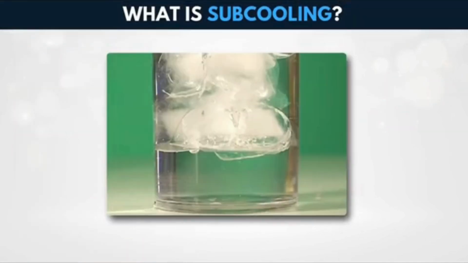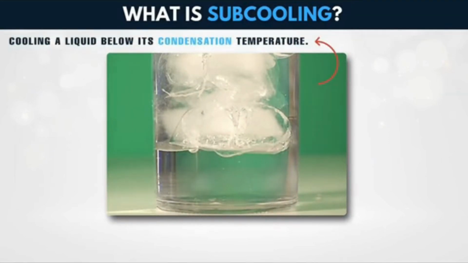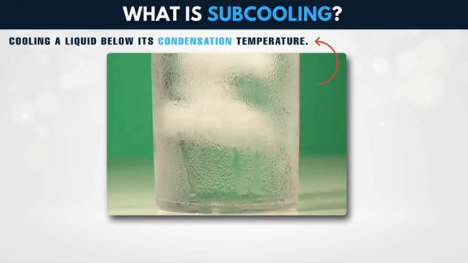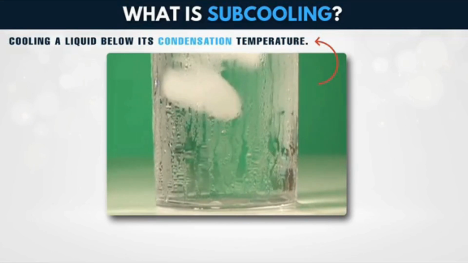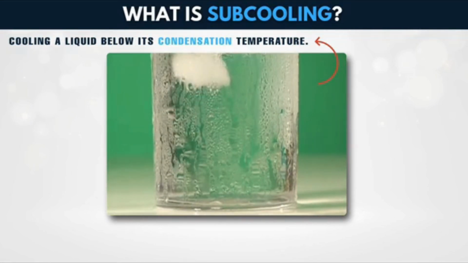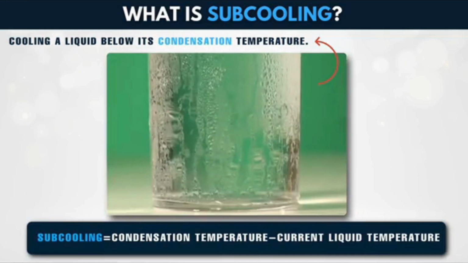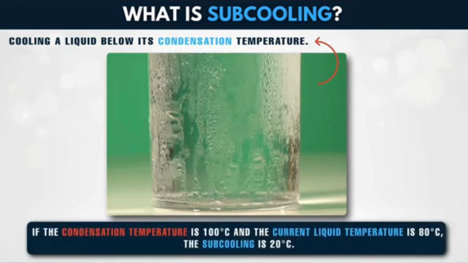What is subcooling? Subcooling is the reverse concept. It refers to cooling a liquid below its condensation temperature. When refrigerant vapor is cooled in the condenser, it reaches the condensation point and changes into a liquid. If we continue cooling this liquid refrigerant below its saturation temperature, that temperature drop is called subcooling. Formula for subcooling: subcooling equals condensation temperature minus current liquid temperature. For example, if the condensation temperature is 100 degrees Celsius and the current liquid temperature is 80 degrees Celsius, the subcooling is 20 degrees Celsius.